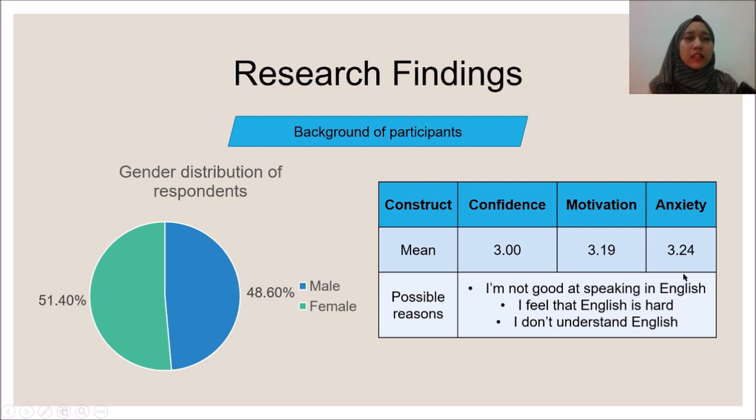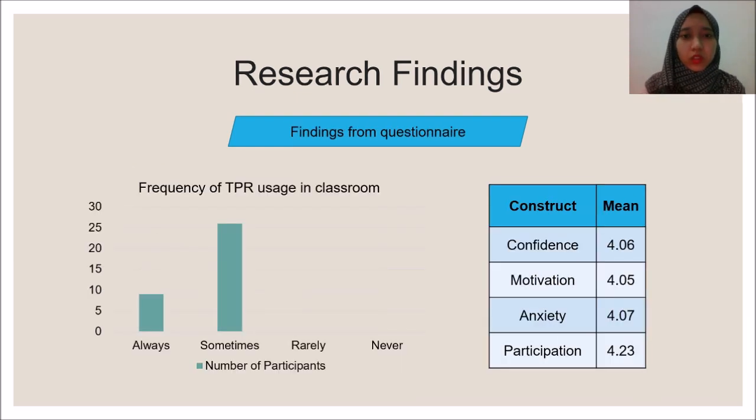Possible reasons for them choosing 3 as an average would be: number 1, I'm not good at speaking in English. Number 2, I feel that English is hard. And number 3, I don't understand English. That would be some of the reasons that made them feel like so. So these are the findings from the questionnaire.